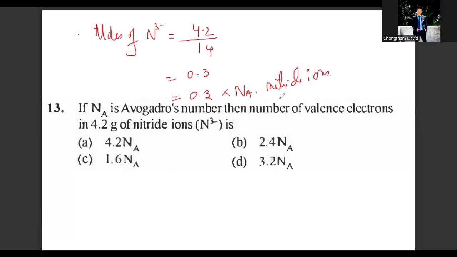So valence electrons, let us find again. Valence electron equals 8 into this much value, 0.3 Avogadro's number. So 2.4 Avogadro's number. It is 5 plus 3 due to the charge, and 1 nitride ion remains. It contains 8 valence electrons. So 2.4 Avogadro number is the answer for this question.